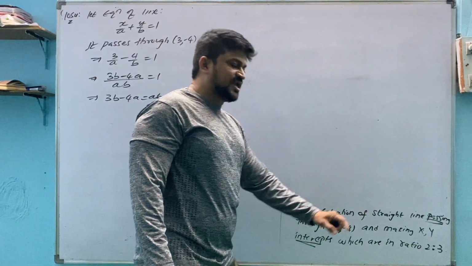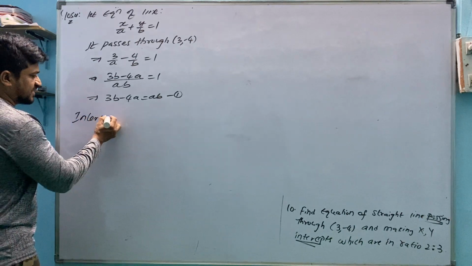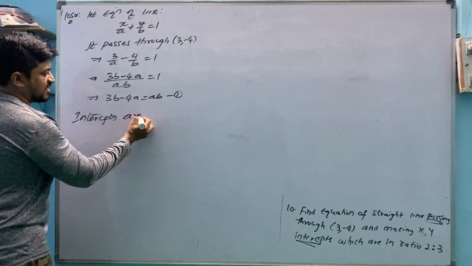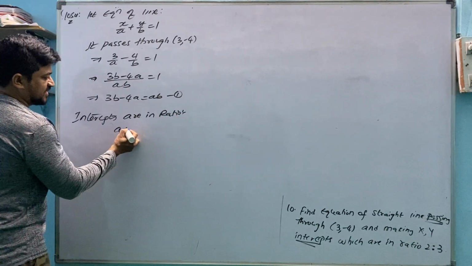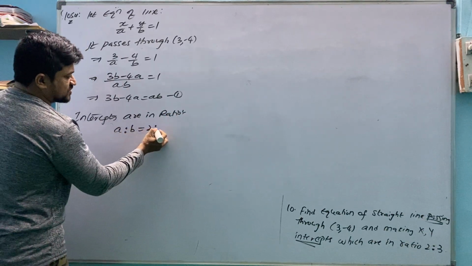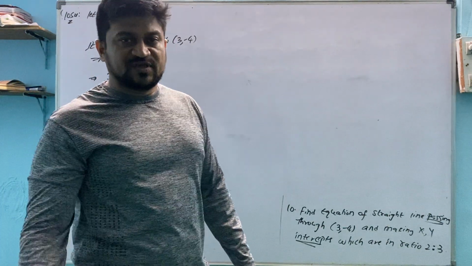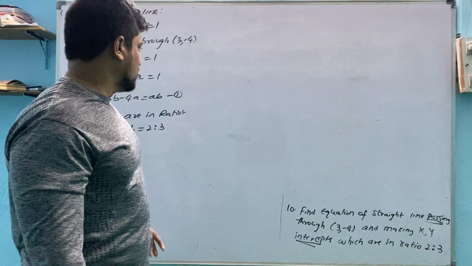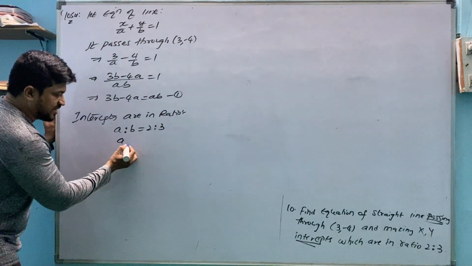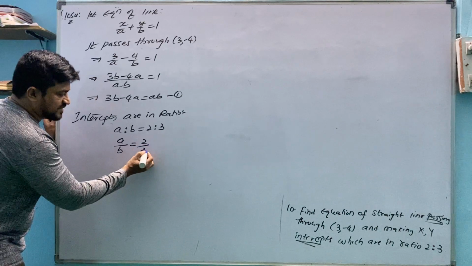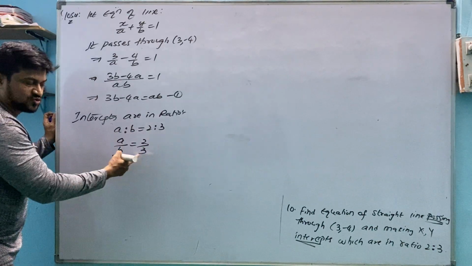Intercepts which are in ratio. Intercepts means A and B are in ratio they have given. That means A is to B is equal to 2 is to 3. If sum of intercepts is mentioned, that time A plus B. If equal intercepts are given, B is equal to A. Now they have given intercepts are in ratio, A is to B is 2 is to 3. Then A by B you have to write 2 by 3. Is to means ratio means A by B, 2 is to 3 means 2 by 3.